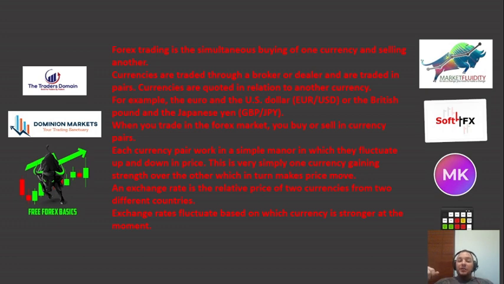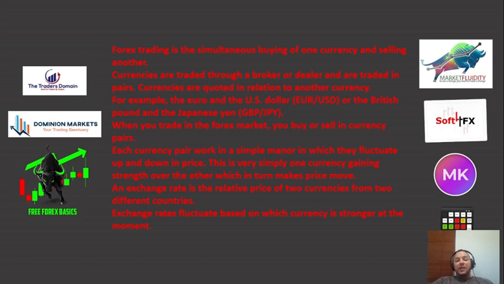When you trade in the Forex market, you buy or sell in currency pairs. So basically when you trade, you choose a currency pair. So let's take an example. Your currency pair that you decide to trade is GBP/JPY. It is the Great British Pound against the Japanese yen. Each currency pair works in a simple manner in which they fluctuate up and down in price. This is very simple, one currency gaining strength over the other, which in turn makes price move.